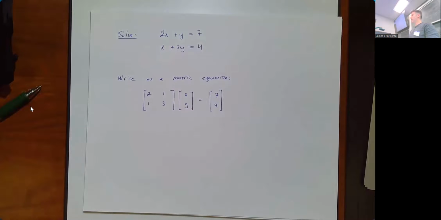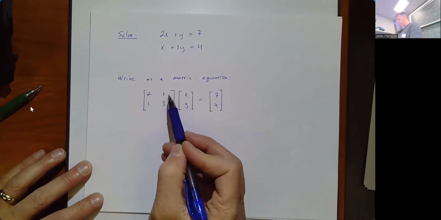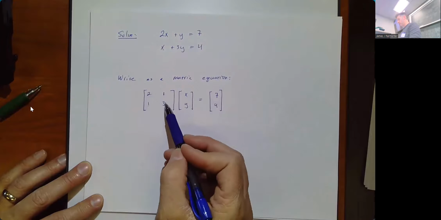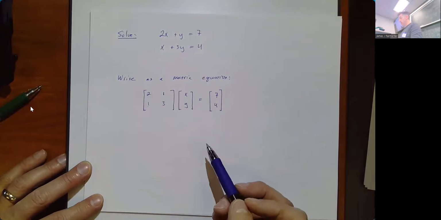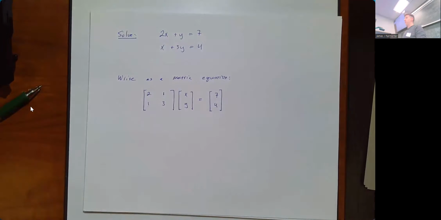Now check that out. If we actually wrote this out, we would have 2 times x plus 1 times y equals 7, and 1 times x plus 3 times y equals 4. It's literally the same as what we've written up here, just a more compact way of writing this.